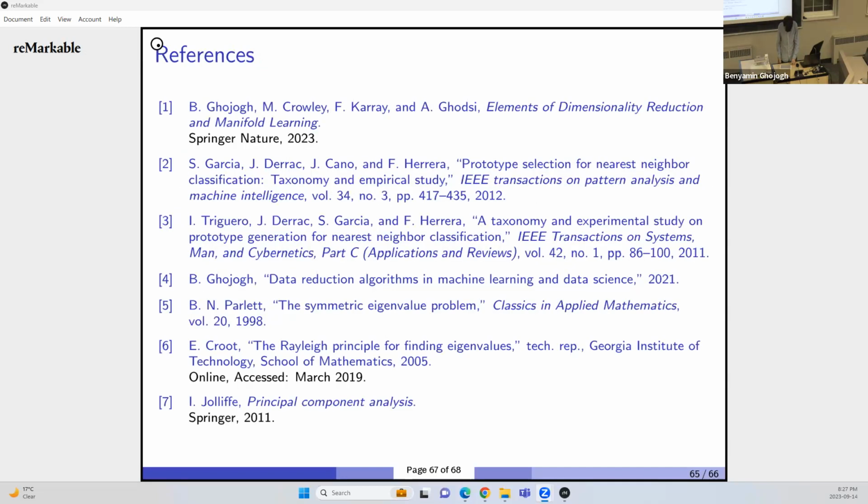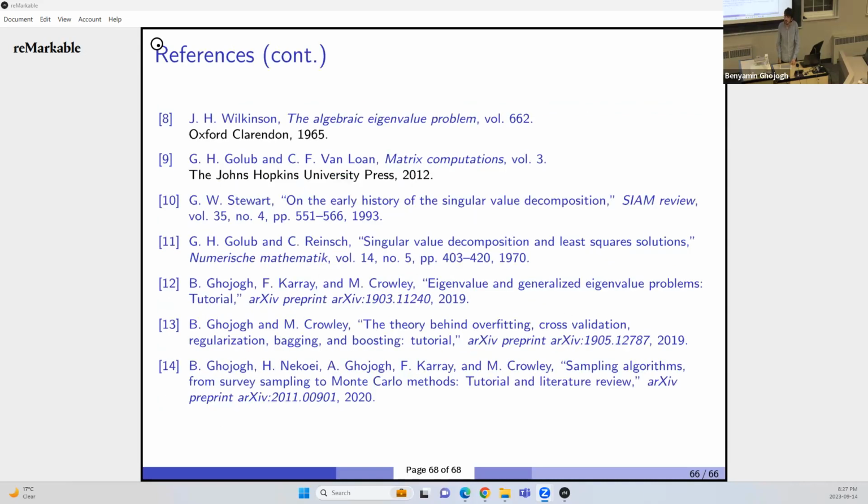These are references. Why do I show the references? Because I hate when I watch a YouTube video and they say according to reference something, and at the end they don't show the references.